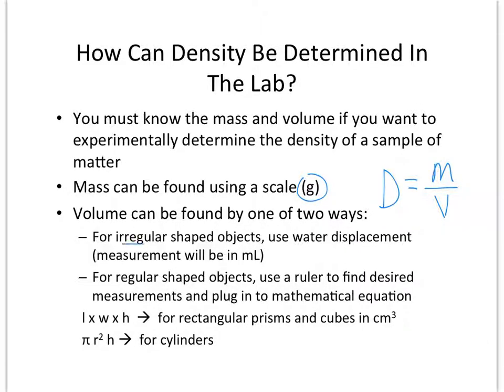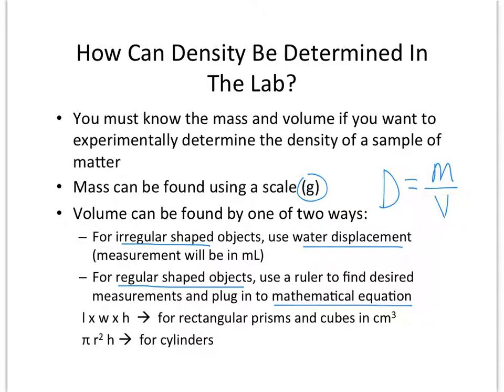For irregular shaped objects, things that don't have a mathematical formula to find the volume, we're going to use a process called water displacement, and we'll talk about water displacement momentarily. For regular shaped objects like cubes, rectangular prisms, and cylinders, we are going to use a ruler to find the desired measurements and plug them into a mathematical equation.